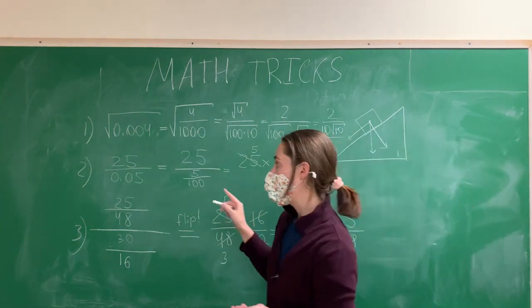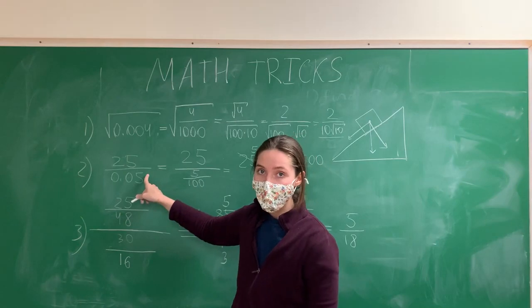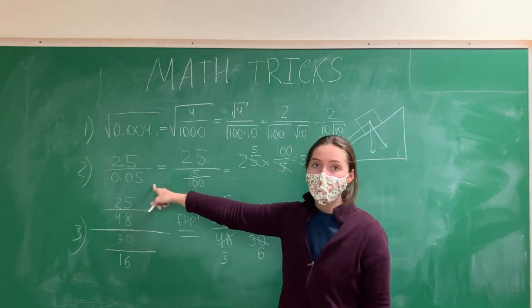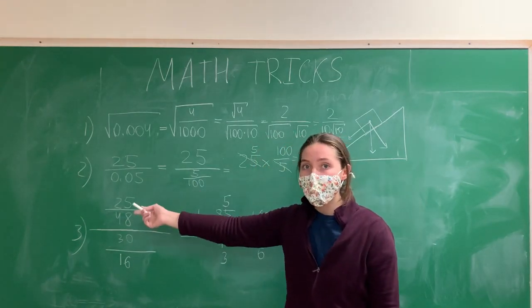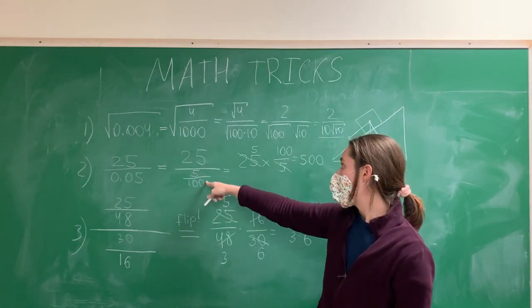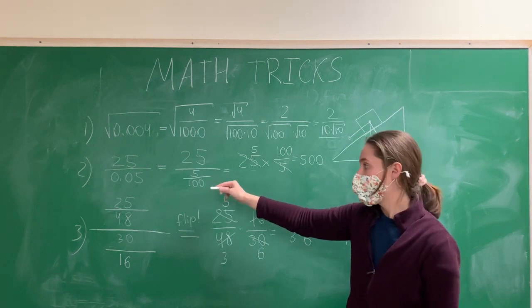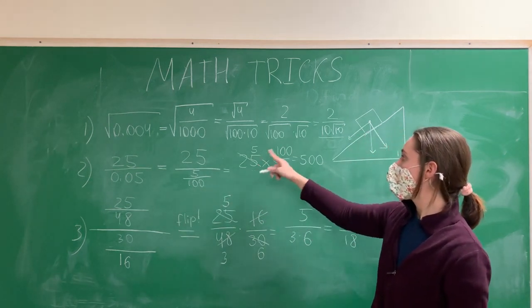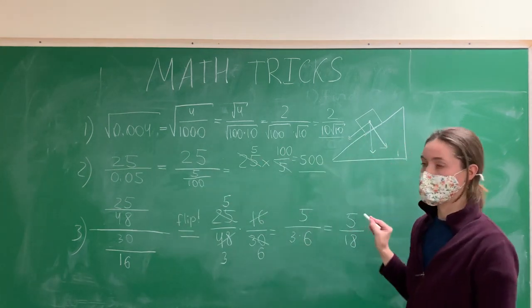The second one is the division by a decimal number. Again, if you have a decimal number, it's often easier to rewrite it as a fraction. When you divide by a fraction, it's the same as multiplying by a reciprocal, so just turn it over. Simplifying, you get the final answer.